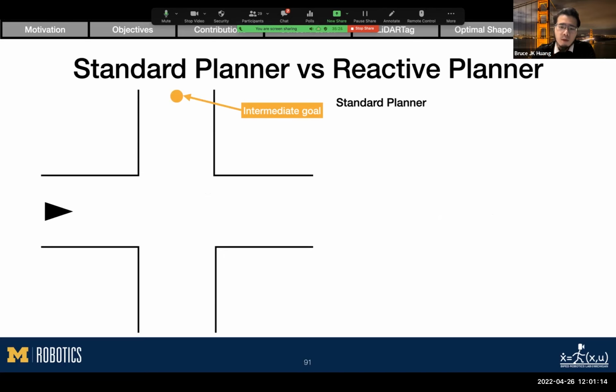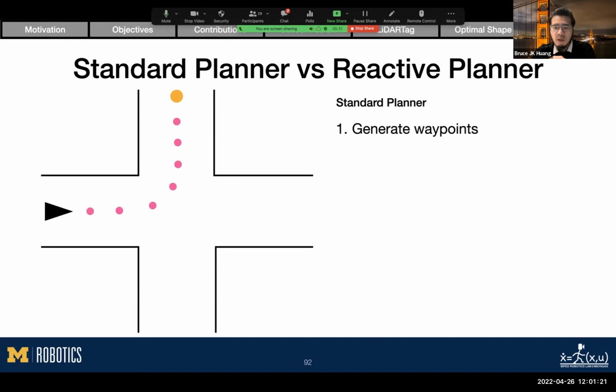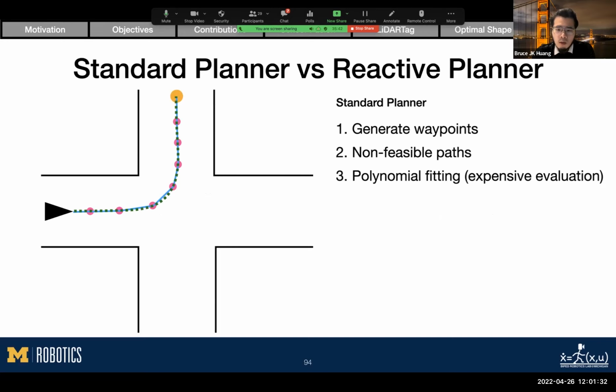For a standard planner, we're given an intermediate goal, and an RRT star or A star planner provides a list of collision-free waypoints. Then we will connect the dots with lines to form piecewise linear paths, which are not feasible for all robots. We will then perform polynomial fitting to smooth out the piecewise linear path. However, the process is expensive in the sense that the curvature is not known before evaluation. So we might need to compute this step multiple times.